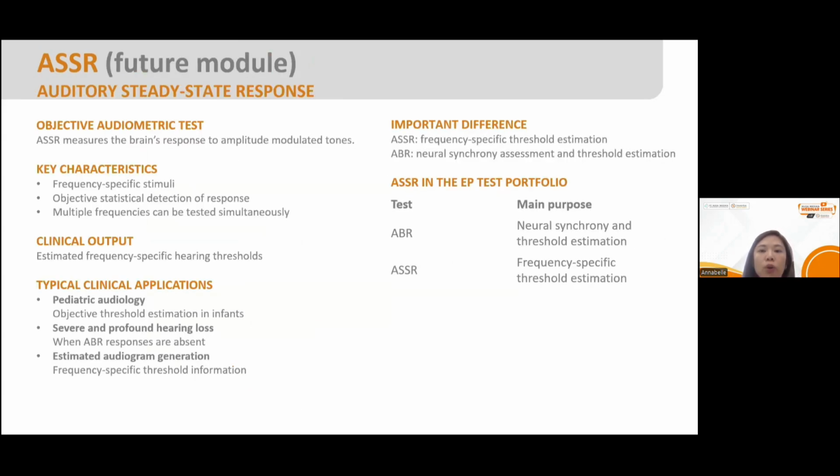The future modules will include ASSR, and the other point for fitting hearing aids is that we want frequency-specific information. After we have a baby and we know from the ABR that they have a hearing problem, we have to fit hearing aids to help their speech and listening development. But when we fit hearing aids, we need frequency-specific threshold information. So later on, the Celesta will have the ASSR module as well.